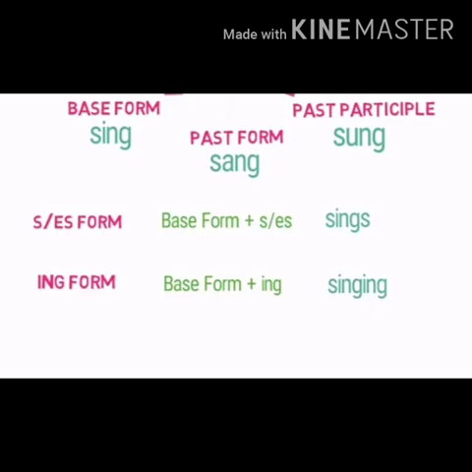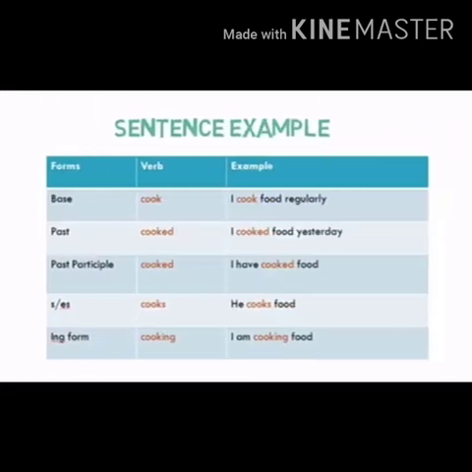Now let's see the table and understand it with a sentence example. Here in this table you can see forms, verb, example. In forms, first is base. The verb is cook and the example is I cook food regularly. In past you can see cooked. I cooked food yesterday. Now past participle, cooked. I have cooked food.